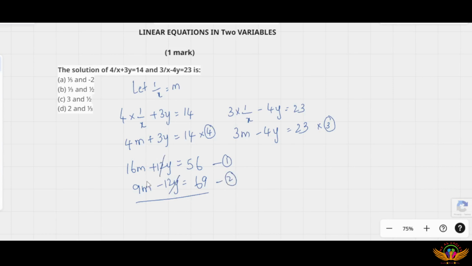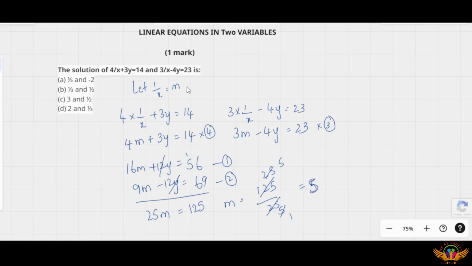Now 12y cancel. 16 plus 9 is 25m. That is equal to 56 plus 69, which is 125. m is equal to 125 divided by 25. 5 5s are 25, 5 2s are 10, 5 1s are 5. So m value is equal to 5.